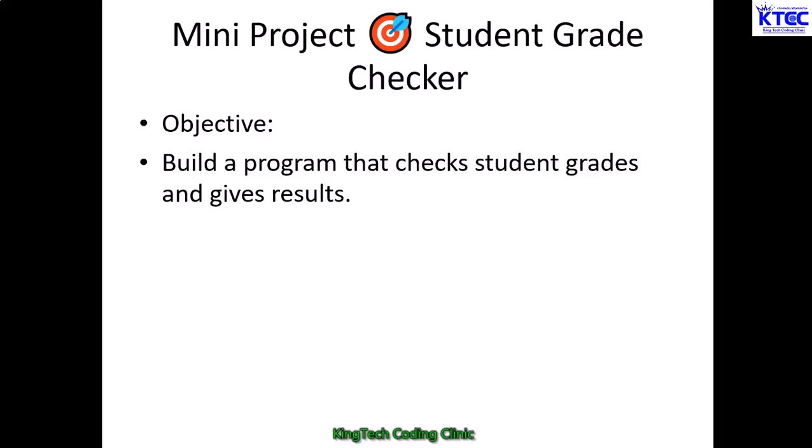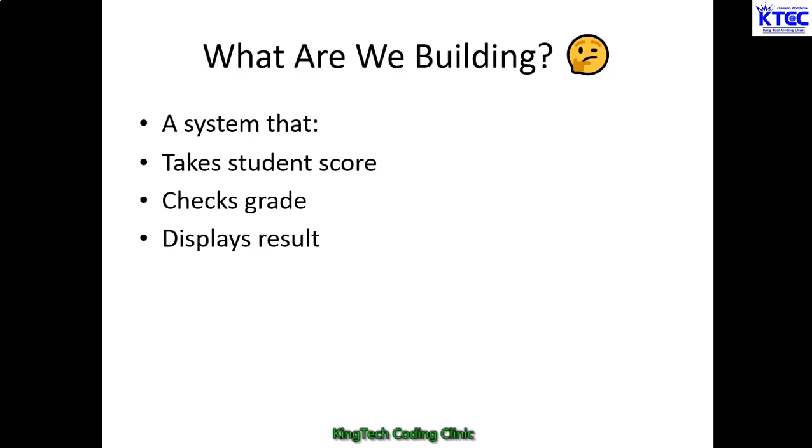That is our next mini project, the student grade checker, based on the concepts we've already covered so far. The objective is to build a program that checks student grades and gives results. So what we are going to be building is a system that takes student scores, checks grades, and displays the results based on the conditions.